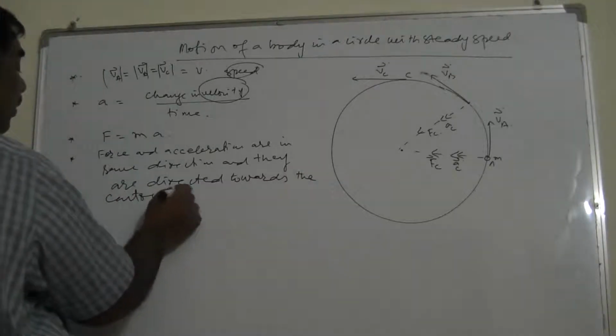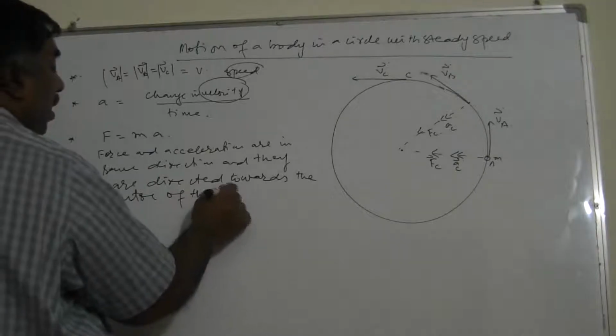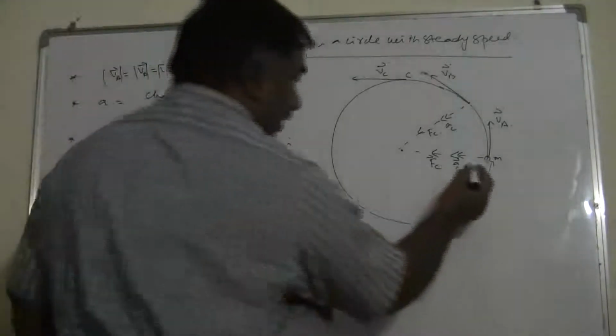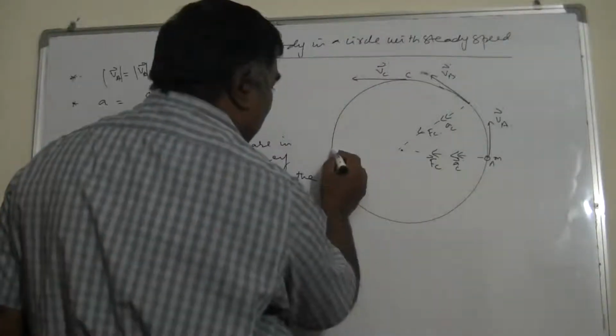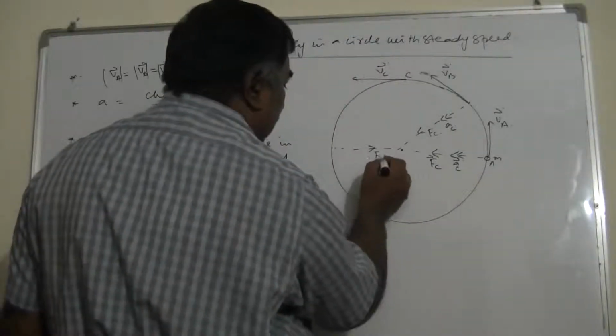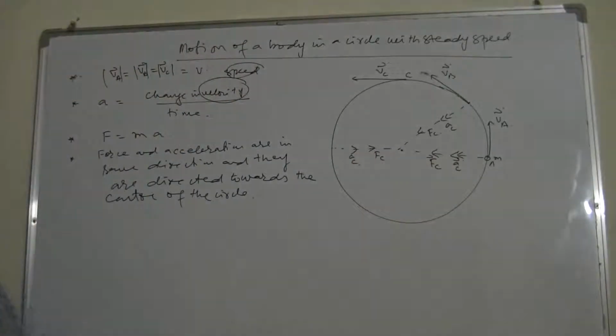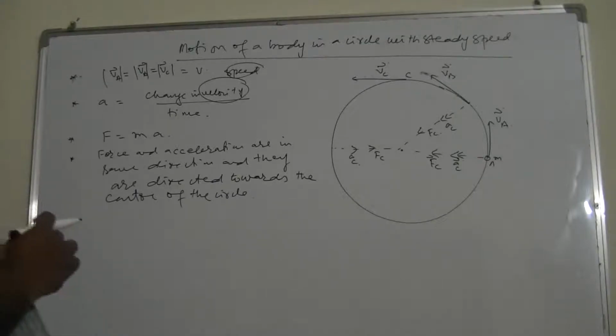When they are directed towards the center of the circle, I can't say that the direction is constant. The direction is changing. See, this force is directed here, and suppose the body reaches here, the force will be directed here, and acceleration will be directed here. So the direction of force and acceleration changes. But keep in mind, magnitude remains constant. Actually, there are 4 variables here which change, but their magnitude remains constant.